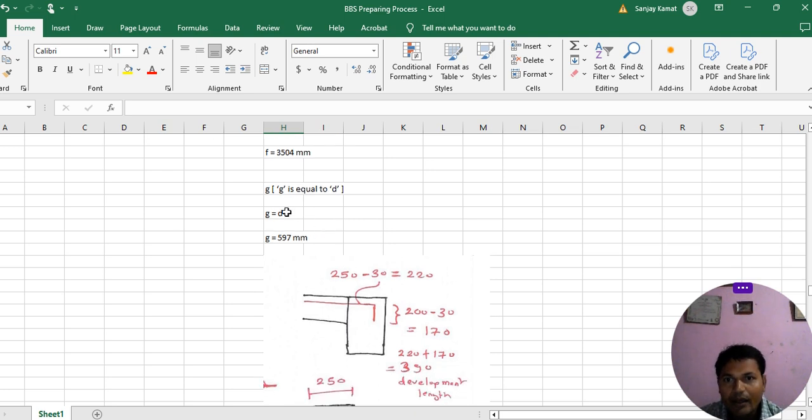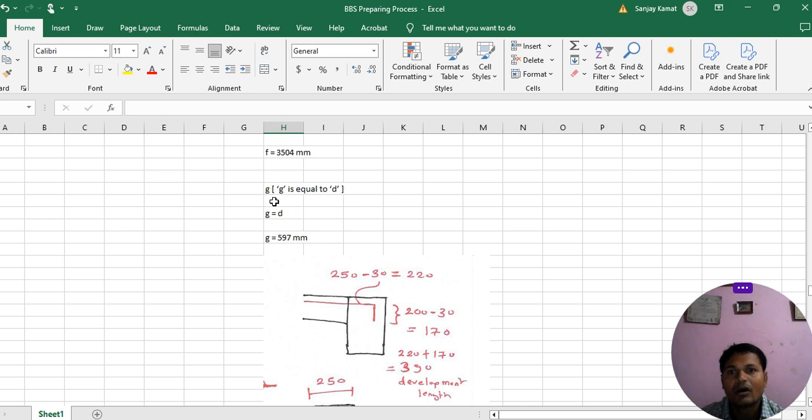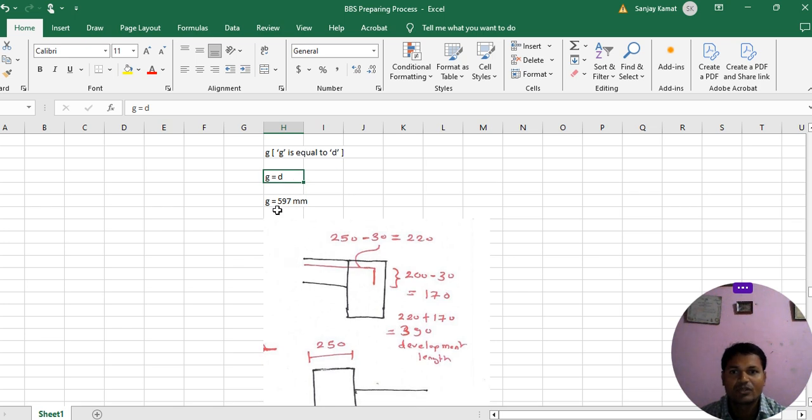Similarly, to calculate the G value, what do we have to do now? G is equal to D, from the above figure. So this time we do not have to calculate the G value. You can easily write G is equal to the D value. So G is equal to how much? The D value is equal to the G value. So G is equal to 597 mm, from the above condition.